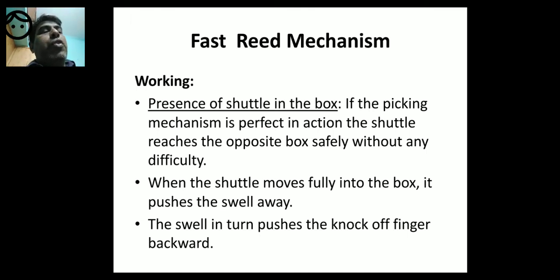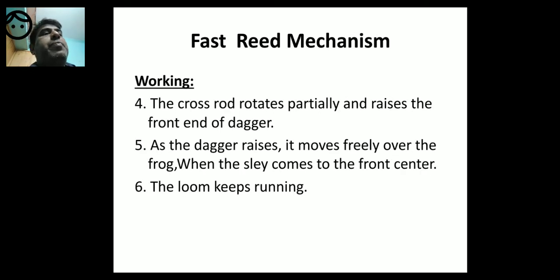When the shuttle moves fully into the box, it pushes the swell away. The swell in turn pushes the knockoff finger backward. In that case, the cross rod rotates partially and raises the front end of the dagger. As the dagger raises, it moves freely over the frog when the sley comes to the front center. The loom keeps running.